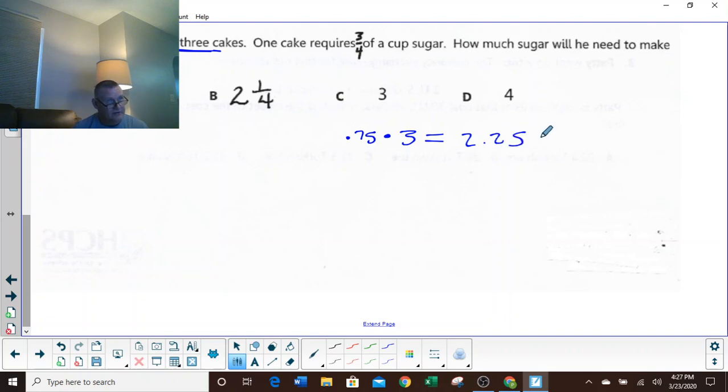And then if you're not sure which one that matches, you could easily put those in Desmos, and it'll tell you which decimal matches. And to be honest with you, the only one that has the whole number 2 is B.